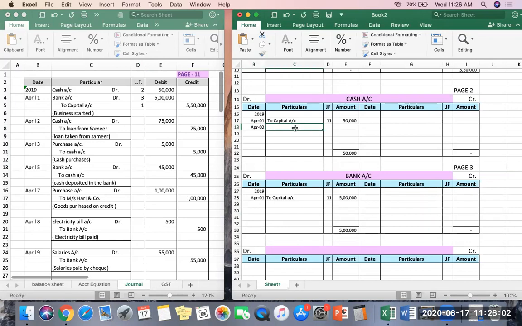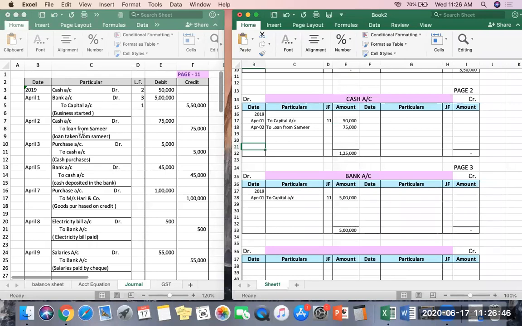And what will come in particulars? Why will capital come? Look at this entry, son. In this entry, cash, yes, loan from Sameer, so to loan from Sameer. As it is, you will write to loan from Sameer. Okay? I'm not writing now in general folio. This is just to explain. I have done that. So cash came on the debit side. In front of cash, what is the amount written? 75,000. You are going to write 75,000 here. Okay. So we are done with this one entry.